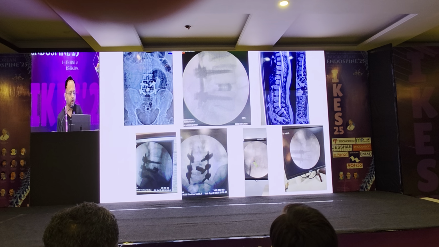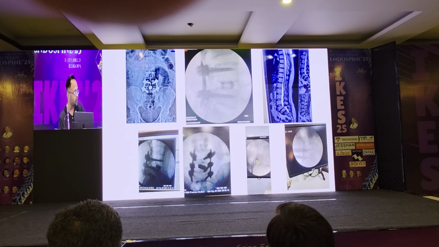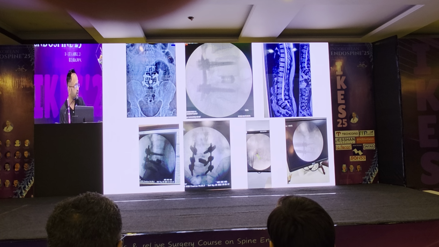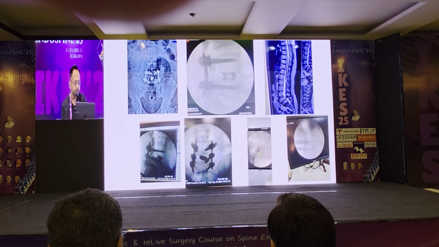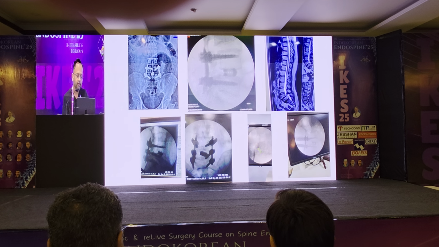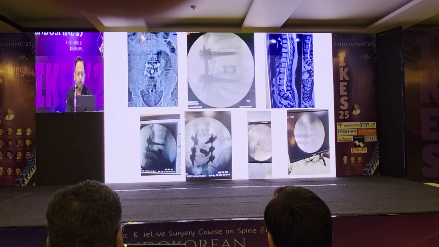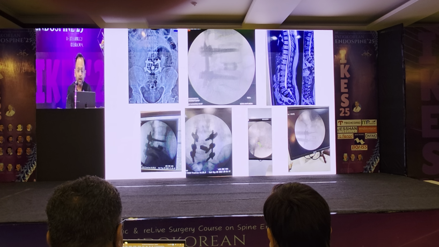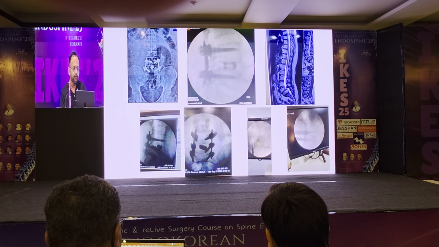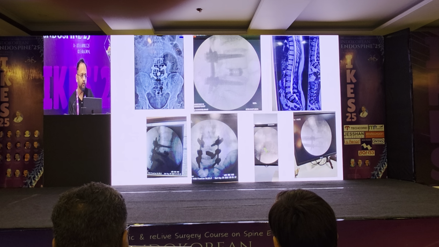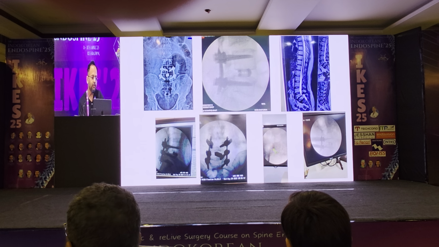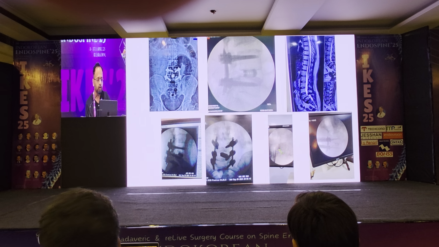So these are a few various cases. You see the cage looks small, but the cage is centrally placed, so it definitely takes up the load. We can achieve, even in Meyerding grade 3, a good amount of sagittal correction, and the foraminal height is well maintained with a good cage. There is also direct decompression of the exiting nerve root. So I feel this is the gold standard for your endo fusion.